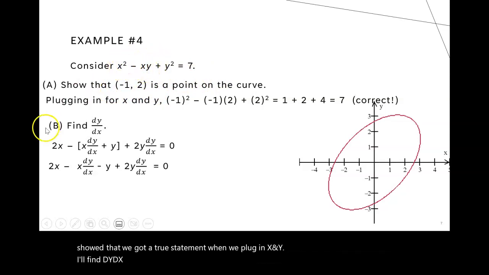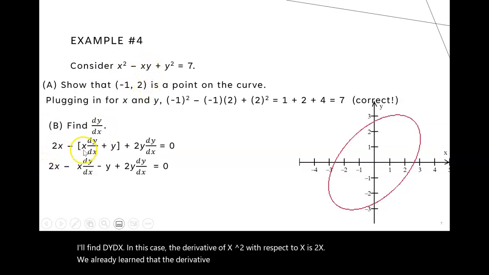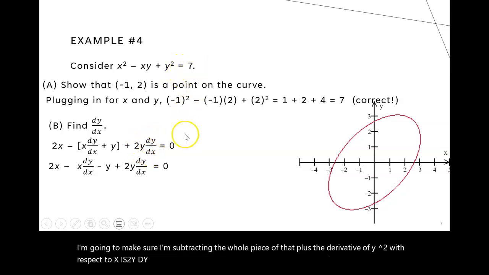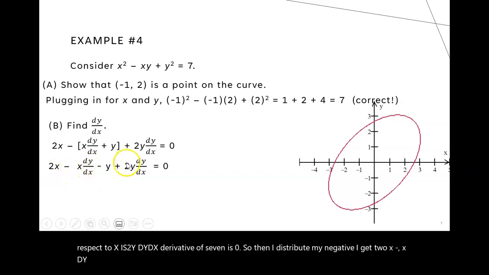In this case, the derivative of x squared with respect to x is 2x. We already learned that the derivative of x times y is x dy/dx plus y. That was the previous slide. And I'm going to make sure I'm subtracting the whole piece of that. Plus the derivative of y squared with respect to x is 2y dy/dx. Derivative of 7 is 0. So then I distribute my negative. I get 2x minus x dy/dx minus y plus 2y dy/dx equals 0.